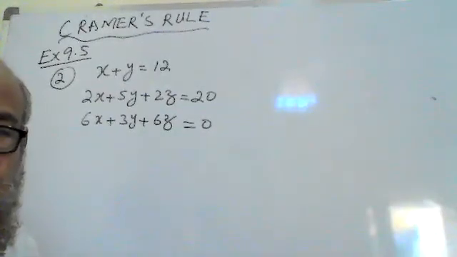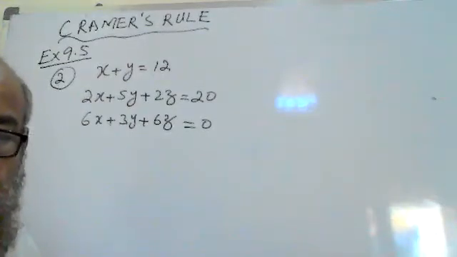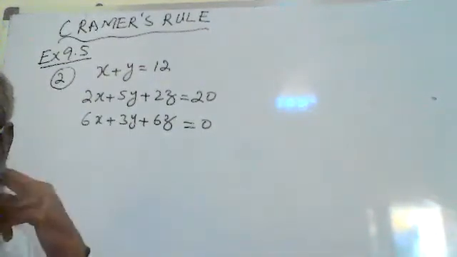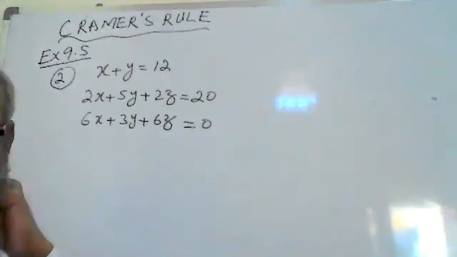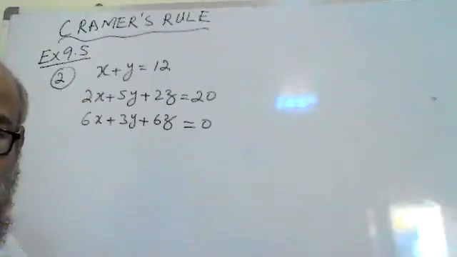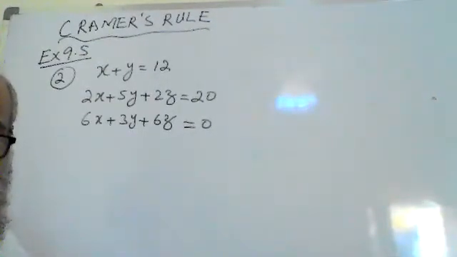Therefore, this is called a system of linear equations, and we have to solve them. Solving them means we will find the values of x, y, and z. And we will use Cramer's rule to solve them.